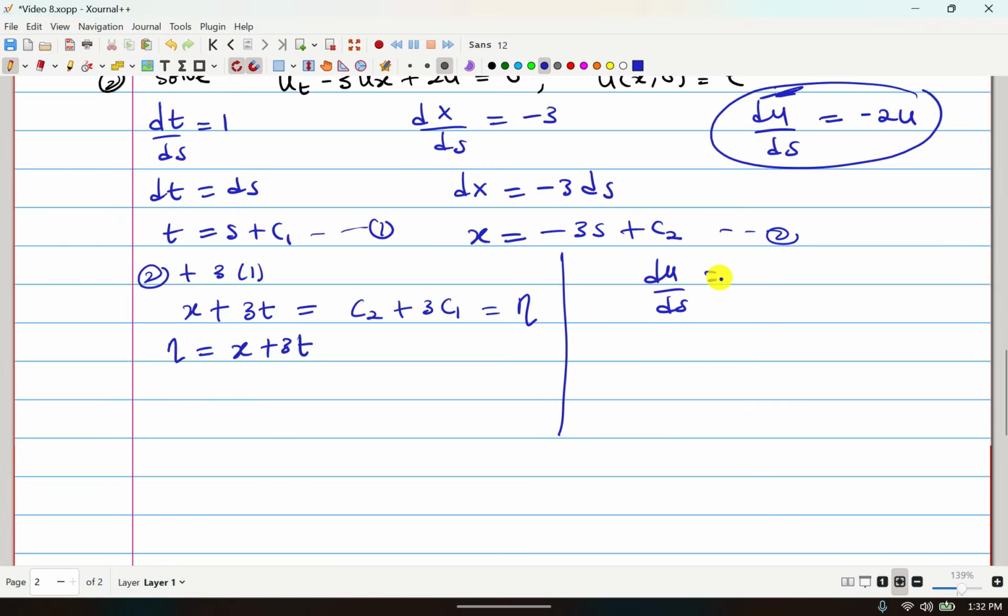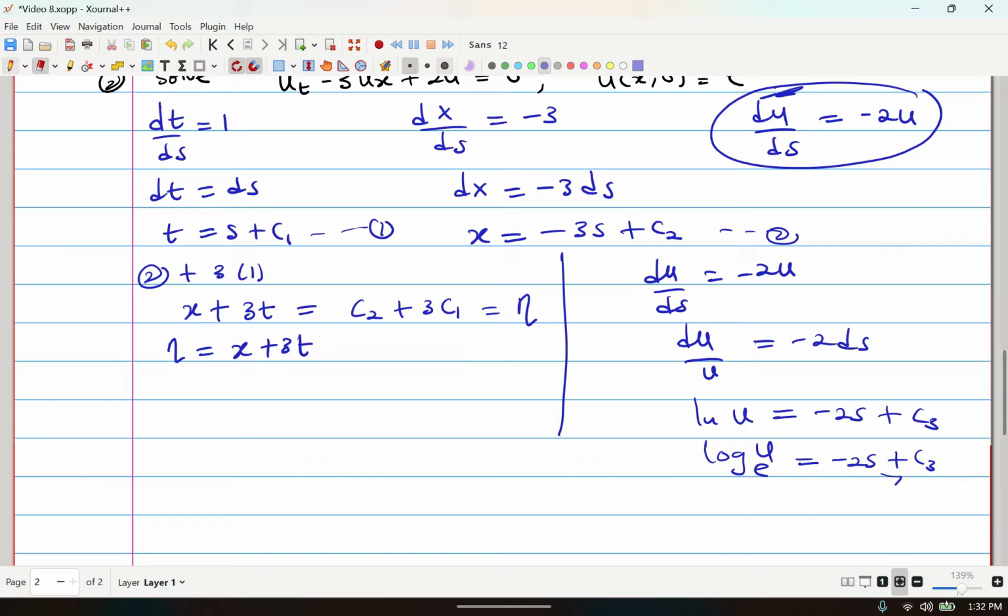du/ds here is equal to -2u. Now using method of separation of variables, du over u should be equal to -2 ds. Okay, integrate both sides, you get natural log of u equal to -2s plus a constant, say c3. Now using the fact that natural log is log to the base e, we can change it to an exponential, saying that u is equal to e to the -2s plus c3.